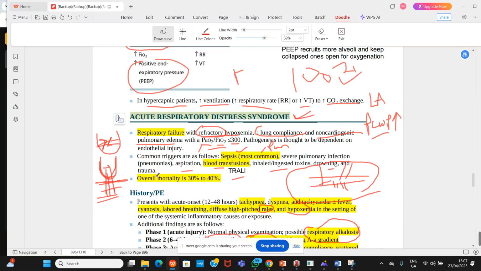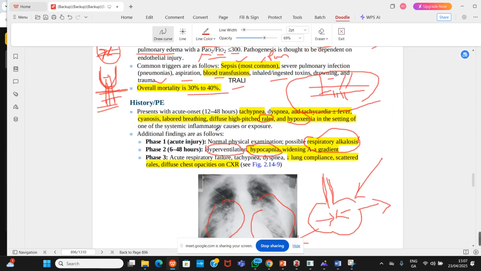There's going to be inflammatory cytokines released that will damage the endothelium and will further cause the pulmonary edema. And also trauma. Trauma is a common cause of ARDS. So trauma, drowning, sepsis, aspiration, don't forget them. Mortality is 30 to 40%.